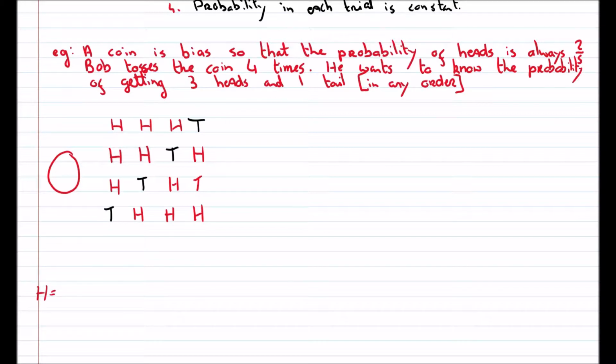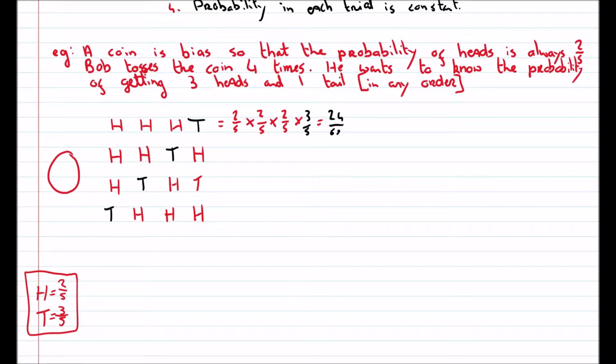Now, first of all, let's look at the probabilities of getting a head and the tails. So a head, probability of that is 2/5, and the probability of getting a tails is 3/5. Okay, so it's just handy to know, it'll help us up here. Right, so the probability of getting a head and a head and a head and a tails equals 2/5 and 2/5 and 2/5 and 3/5. That will equal 24/625.